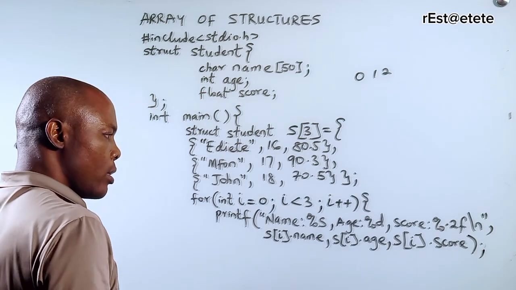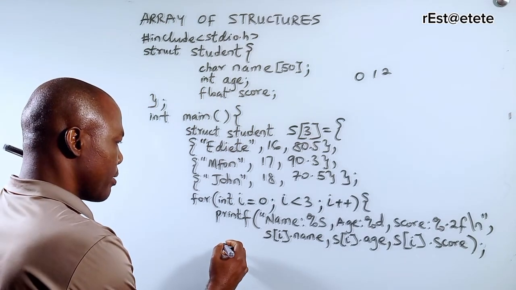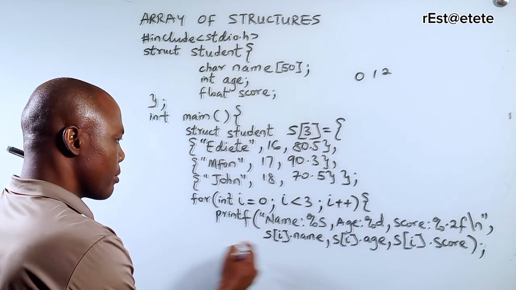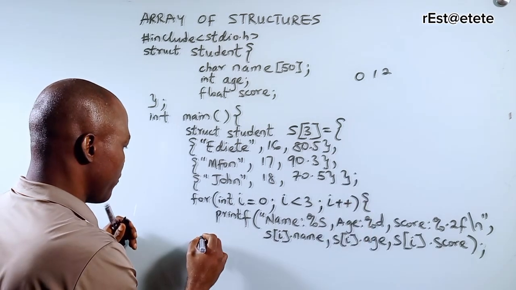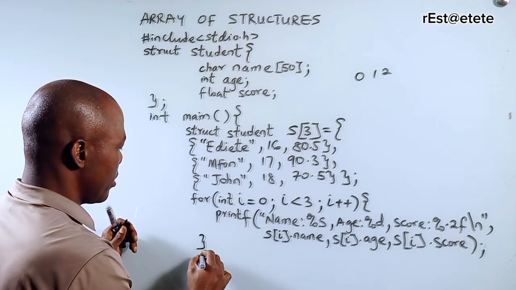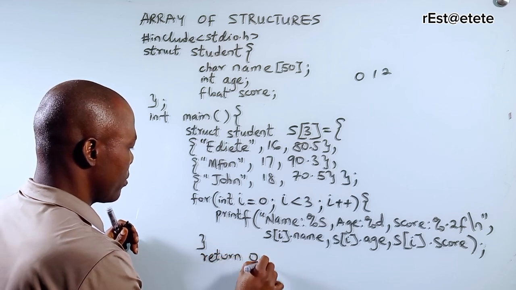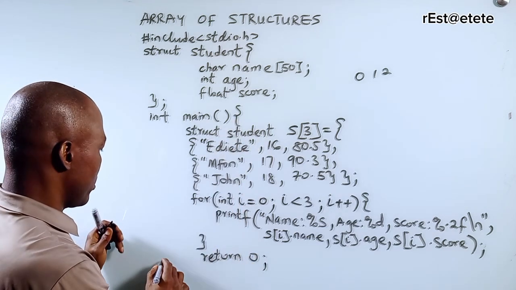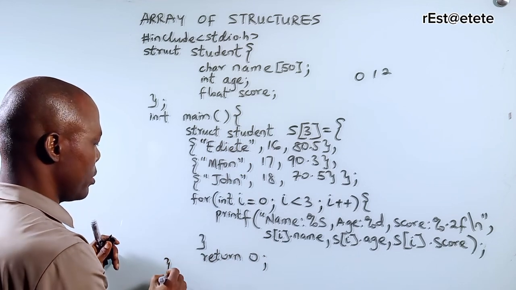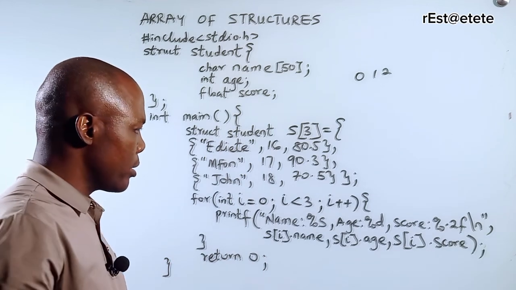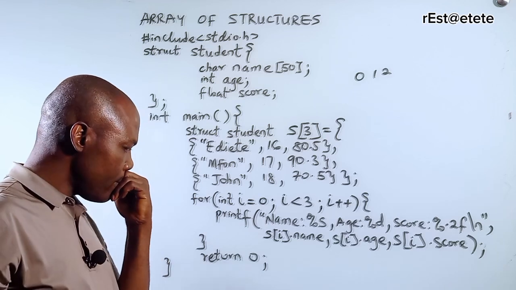Okay, so that is what I have. Then this, I will close my for loop, and then I'll say return 0. So this one, I will close it here. Okay, so this is my program.